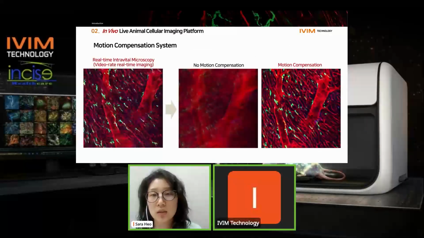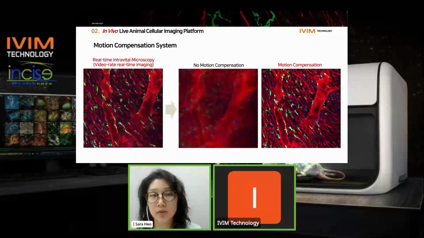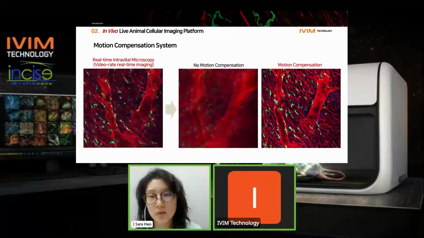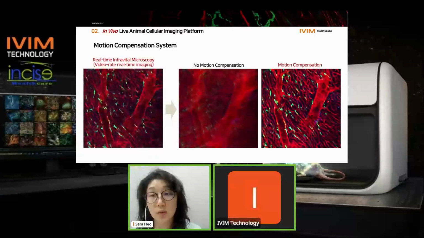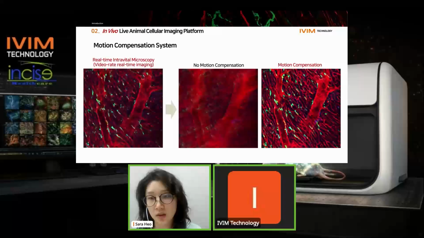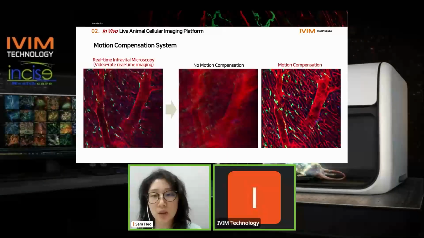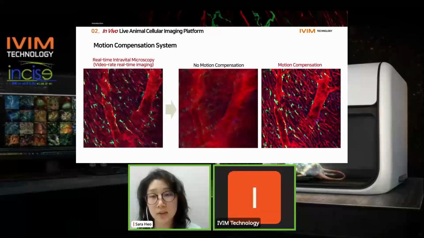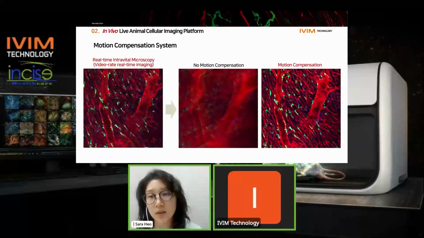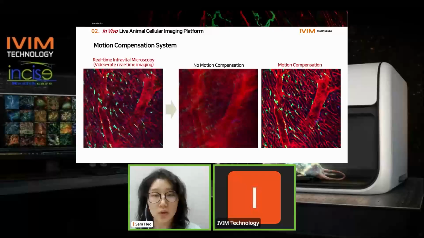And this is the motion compensation system that I mentioned earlier. As mentioned, physiological movements are unavoidable, especially in heart and lung imaging, due to constant motion from heartbeat and respiration. You can see that this captured image without motion compensation is blurred and there is difficulty in knowing the exact structure of the organ.